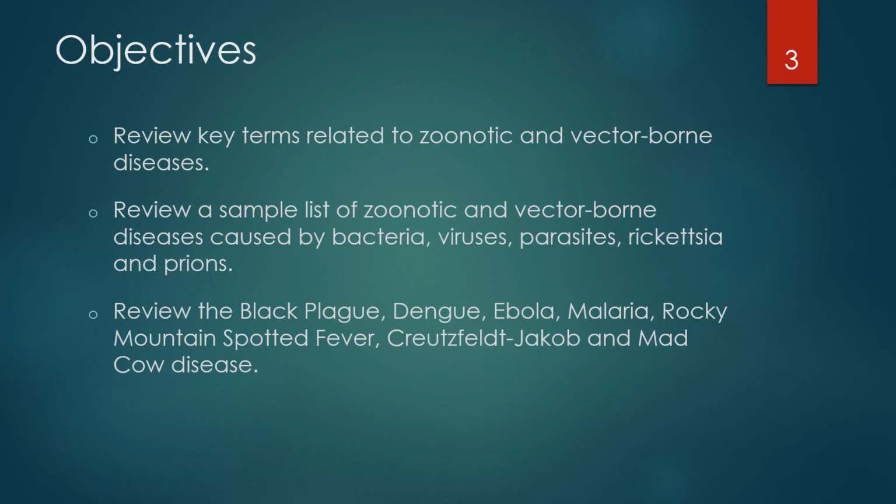Objectives include review key terms related to zoonotic and vector-borne diseases, review a sample list of zoonotic and vector-borne diseases caused by bacteria, viruses, parasites, rickettsia, and prions. Review the Black Plague, Dengue, Ebola, Malaria, Rocky Mountain spotted fever, Creutzfeldt-Jakob, and mad cow disease.